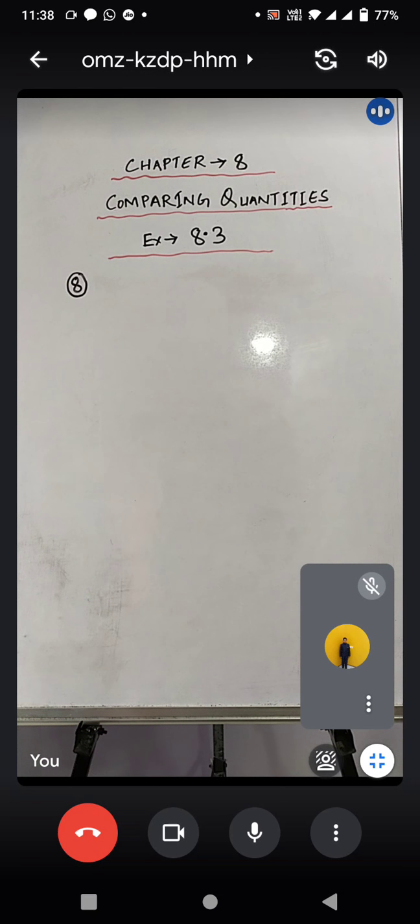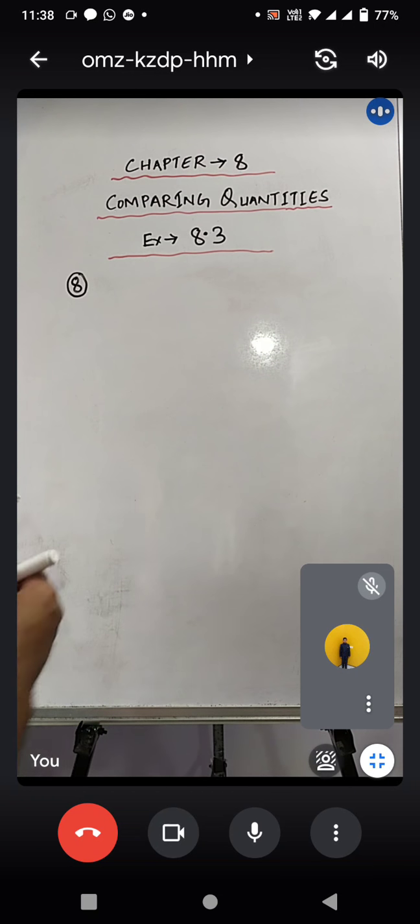Hello everyone. So today we'll do question number 8 and 9 of exercise 8.3, chapter 8, Comparing Quantities. Now in question number 8, Amina buys a book for rupees 275 and sells it at a loss of 15%. How much does she sell it for?